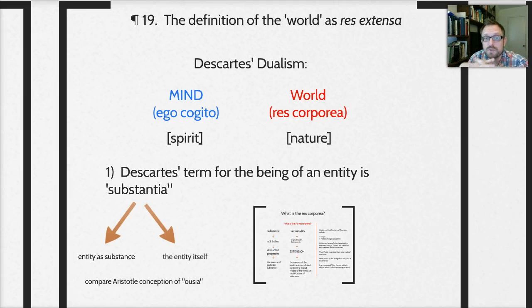So, paragraph 19. The definition of the world is res extensa. Now, Descartes has a famous dualism here. It's the dualism between mind and world, right? And in Descartes' language, this is the difference between the ego cogito, right? This is the I think, from the res corporea, the world, right? And what Heidegger says is really the difference for us between spirit and nature, and as he will refer to it later.